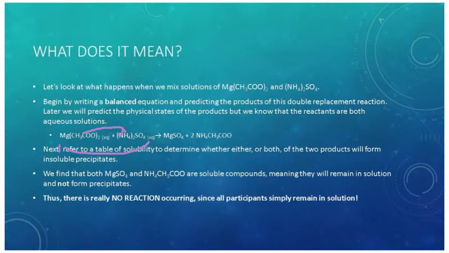Next, we're going to refer to our solubility table to determine whether either or both of the two products will form insoluble precipitates. On our solubility table, we find that both the MgSO4 and the NH4CH3COO are soluble compounds, meaning they will remain in solution and not form precipitates. Thus, there is no reaction occurring since all participants simply remain in solution.